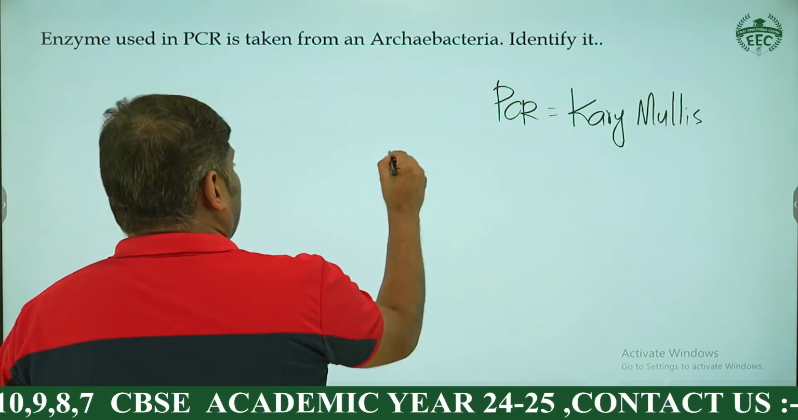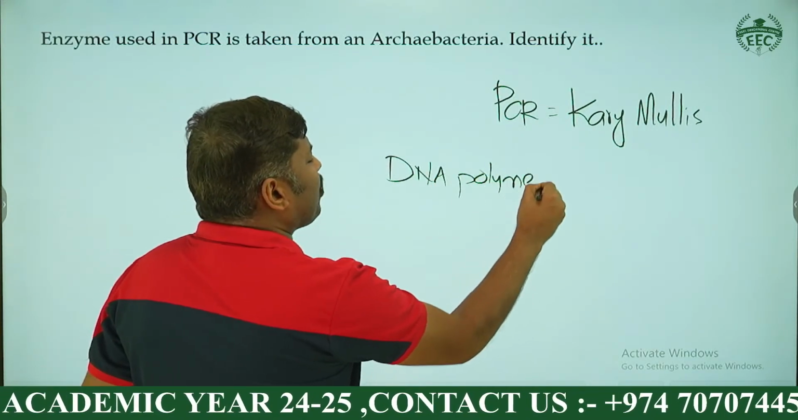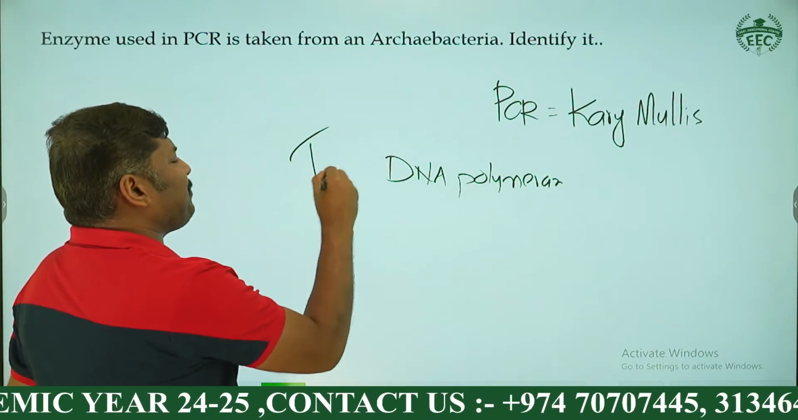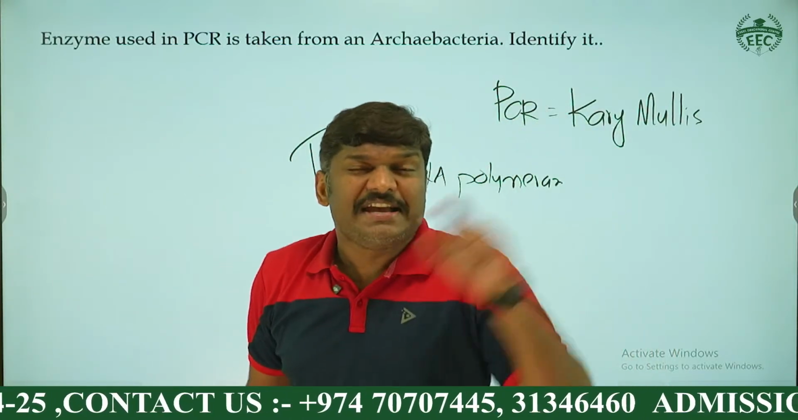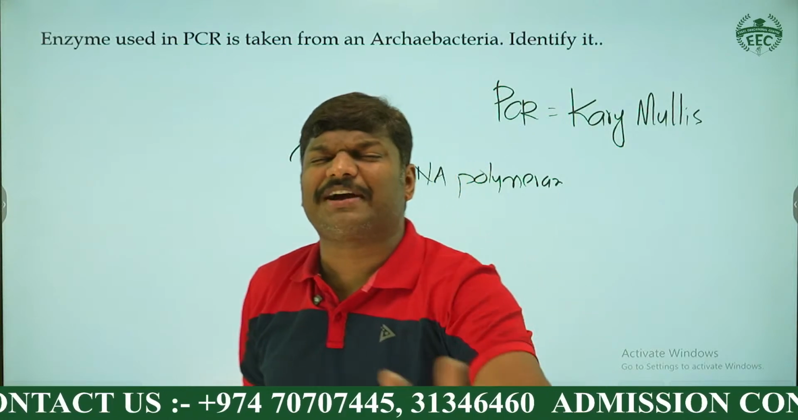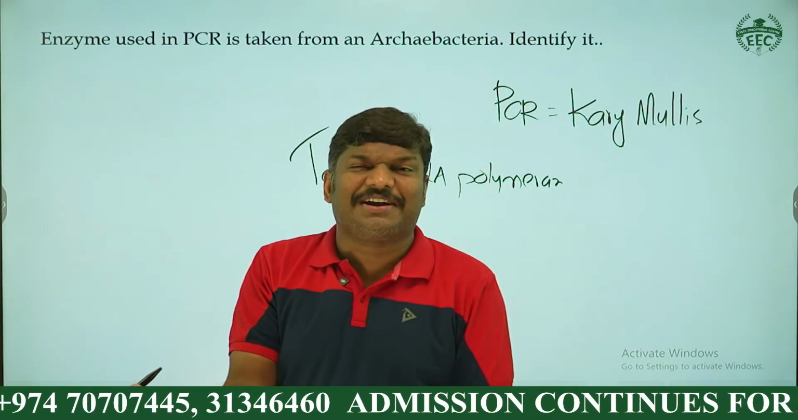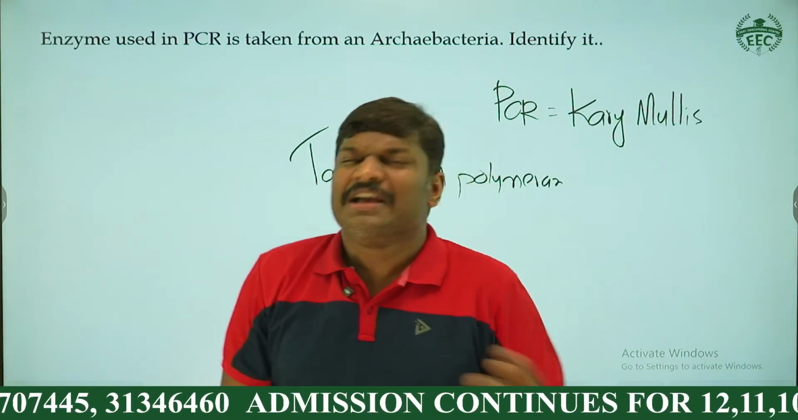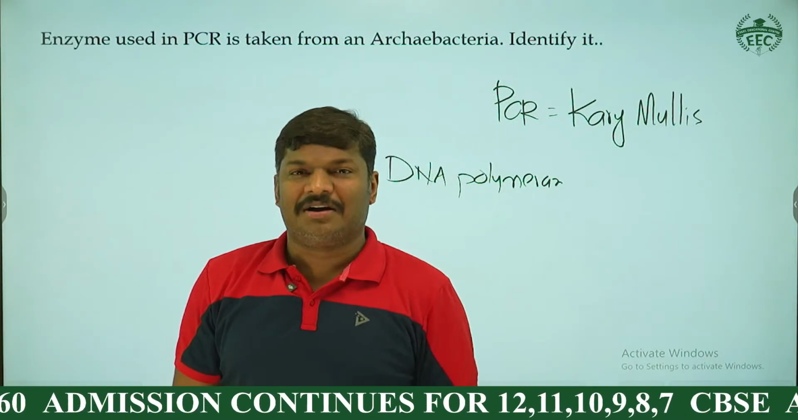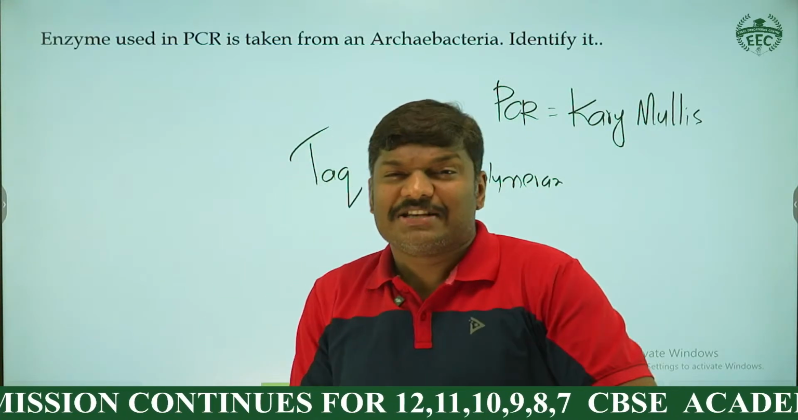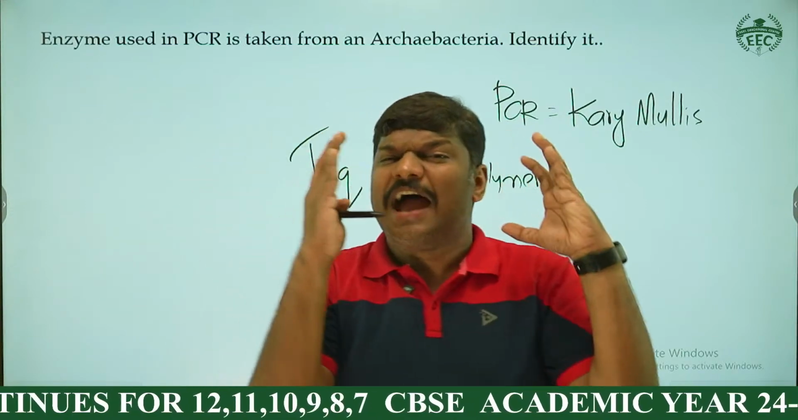And that enzyme is called what? DNA polymerase. It is not the normal DNA polymerase; it is taken from a special type of bacteria found in extremely harsh climatic conditions. The bacteria living in extremely harsh climatic conditions are called Archaebacteria. The bacteria living in normal climatic conditions are called Eubacteria. The kingdom Monera is divided into two subdivisions, Archaebacteria and Eubacteria.